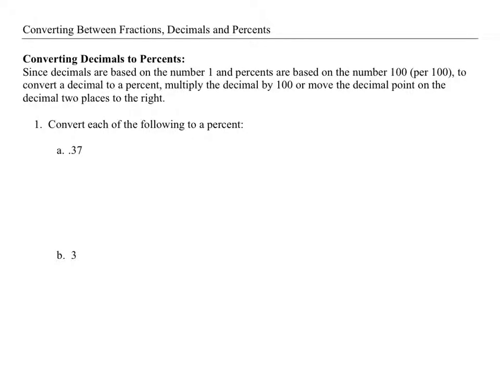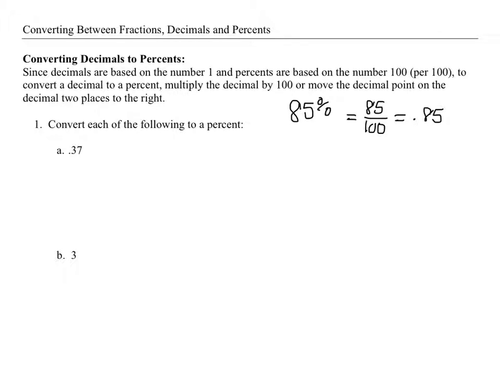This lesson is converting between fractions and decimals, decimals and fractions, fractions and percents, percents and fractions, and decimals to percents, percents to decimals. Just as a brief review of percents, percents are based on the number 100, whereas decimals are based on the number 1. So we kind of have to do a beef up of a decimal to get to a percent. So we're going to think about it this way. If I have an 85% on a test, that's really 85 over 100, or 85 out of 100, or 85 hundredths. Cool?